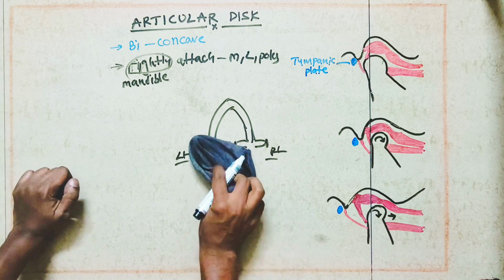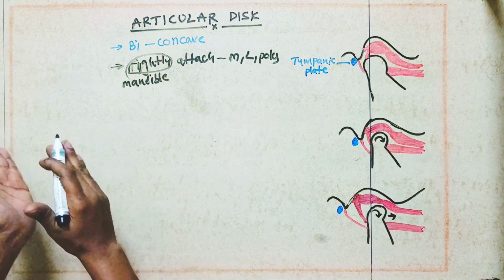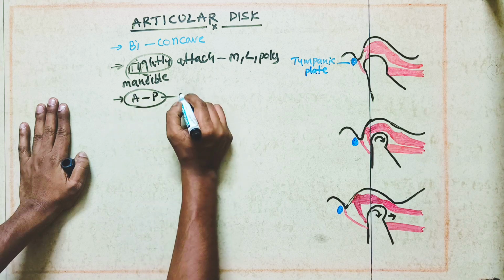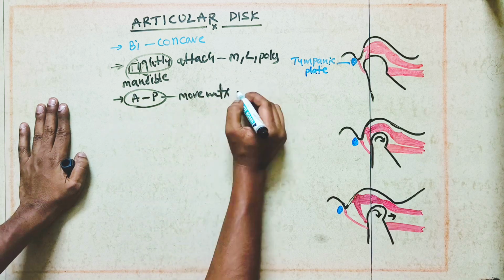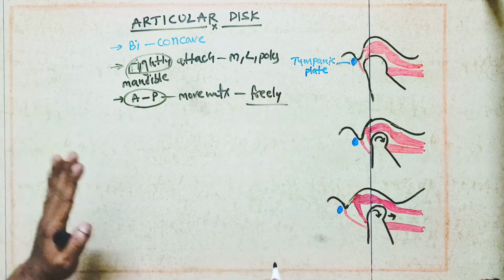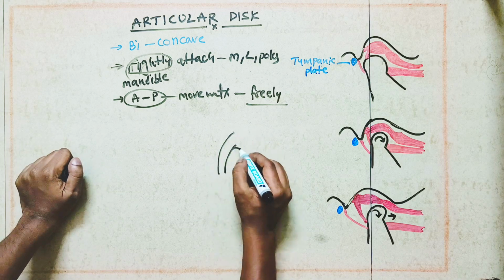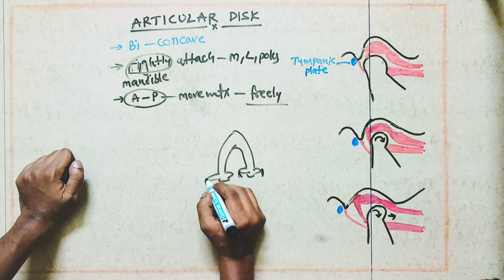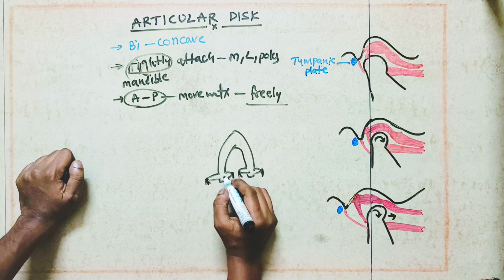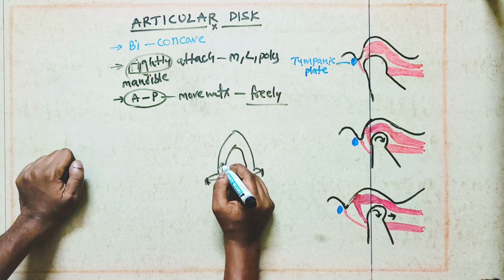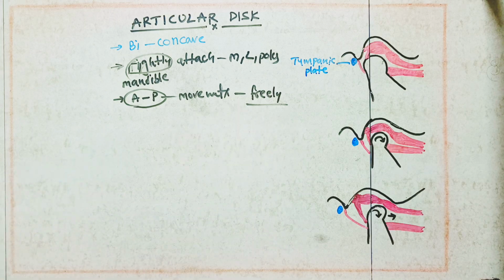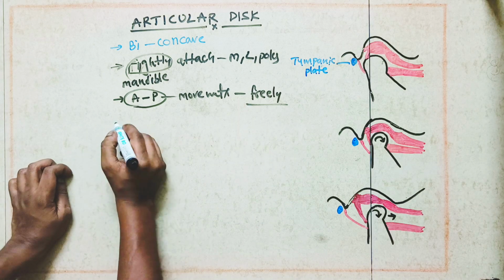So what is the use of that? Because of the tight connection in the medial and lateral portions, anterior and posterior movements can happen freely in the temporomandibular joint. Suppose you see the medial pole and lateral pole of this mandible, where the disc is attached tightly. So medial-lateral movements are difficult, but anterior and posterior movements can happen very freely, because the disc is not that tightly connected to the condyle of the mandible.